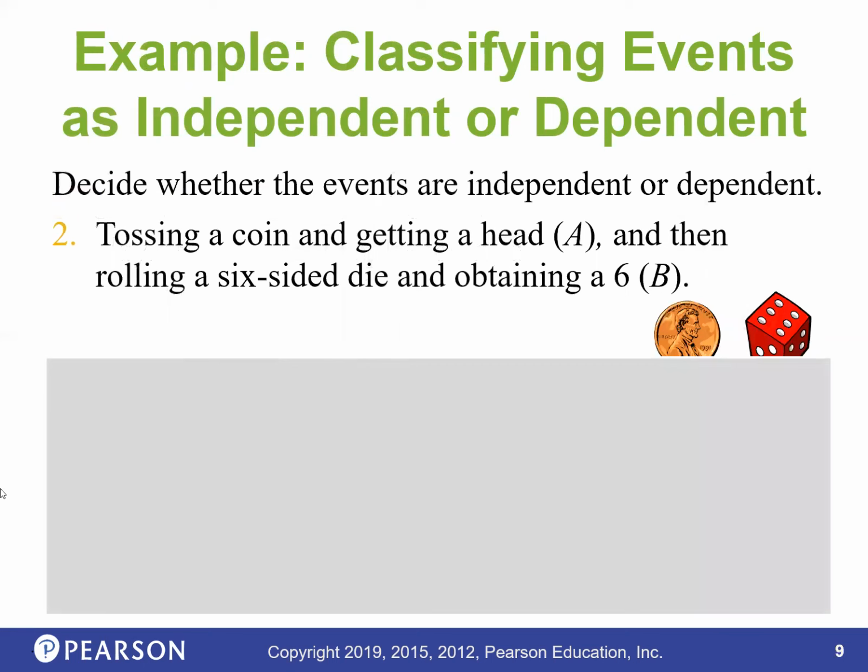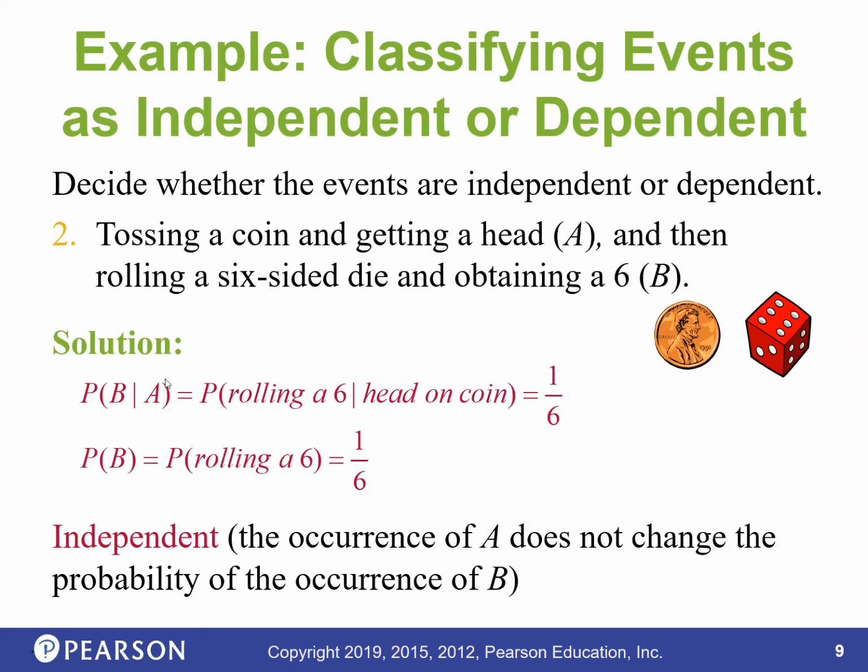Okay, how about this one? Think with me on this one. Tossing a coin and getting a head, and then rolling a six-sided die and obtaining a 6. Are these events independent or dependent? By using math, can we decide? We have two things happening: a coin toss, and also a die being rolled. Let's see if this makes sense as we go.